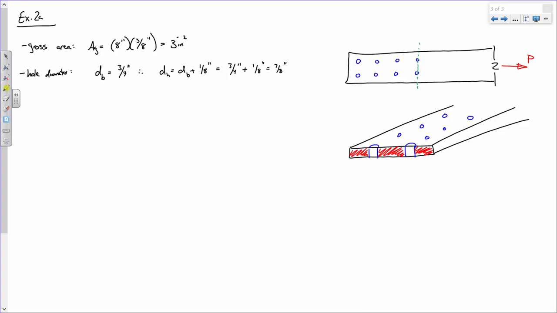And how many bolts would we be cutting through when we're cutting through a section? Two of them. So I propose that the net area is the gross area minus two bolt holes: two times the diameter times the thickness. So what does that come out to be? And we'll say two decimal places, doesn't need to be super fancy.